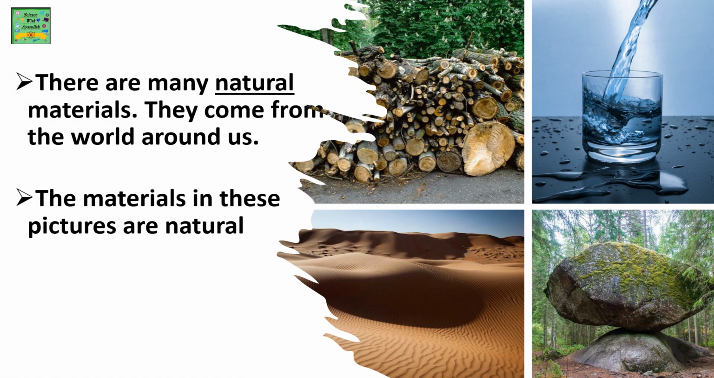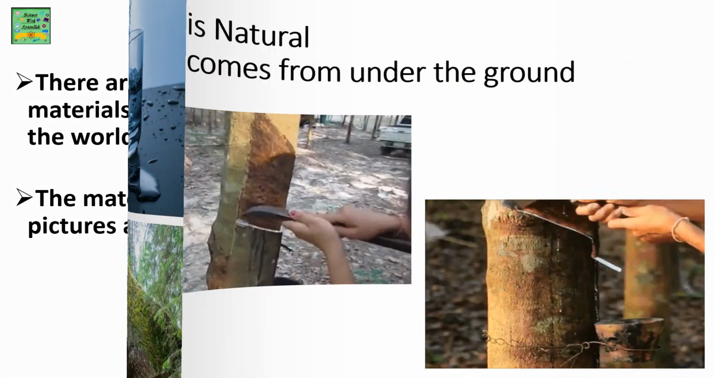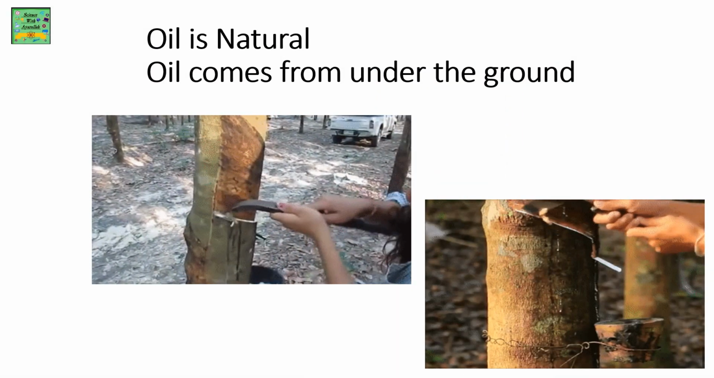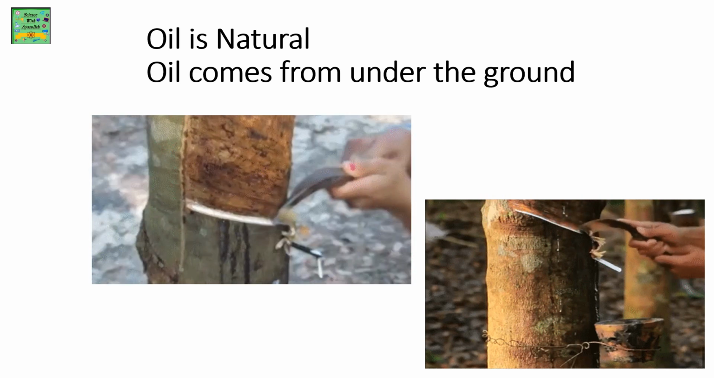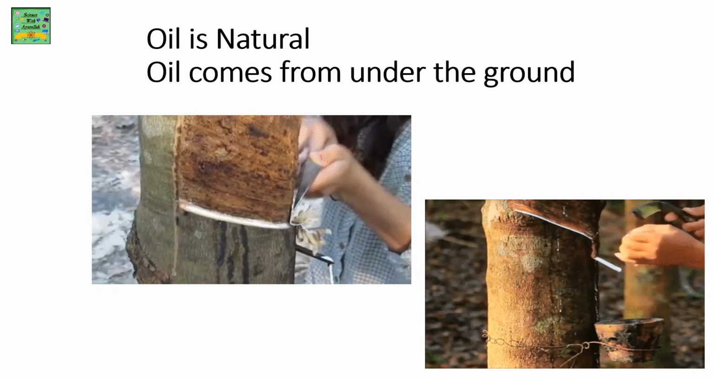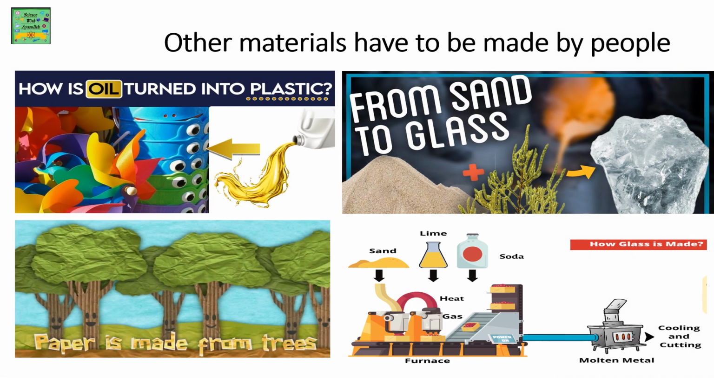There are many natural materials. They come from the world around us. The materials in these pictures are natural. Oil is natural. Oil comes from under the ground. Other materials have to be made by people.